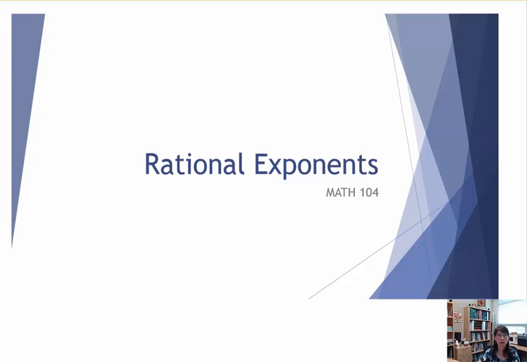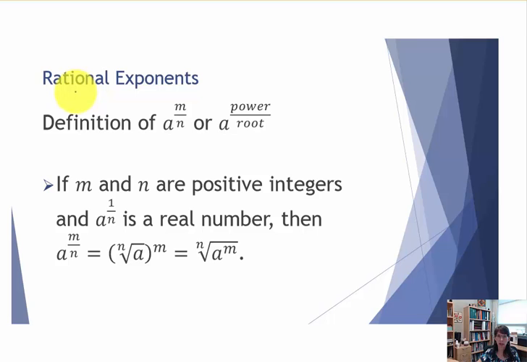Today we're going to talk about rational exponents. When you have a rational exponent, that means the exponent is in the form of a fraction. So here's the definition of a to the m over n, or a to the power over root. In other words, m represents what power that base is raised to, and n represents what root will be taken.